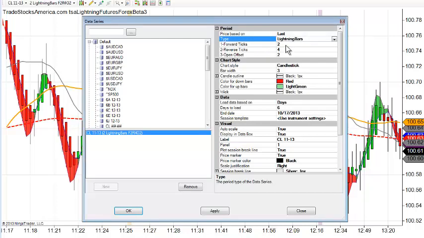Lightning bars is at the bottom, and I've got that clicked on lightning bars, and this 242 is the fastest one. It's kind of like driving a Ferrari. It's a sports car setting. It's really fast, and it pretty much requires you to watch the monitor when you're trading.